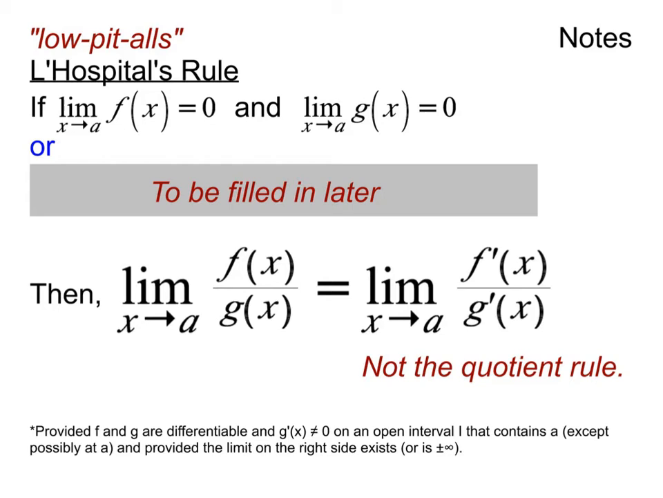The stuff in red, that's just extra information you can have. I wrote this here just to help you see. I'm not taking the derivative of f over g. I'm taking the derivative of f and then the derivative of g separately. So it is not a quotient rule problem for that reason.